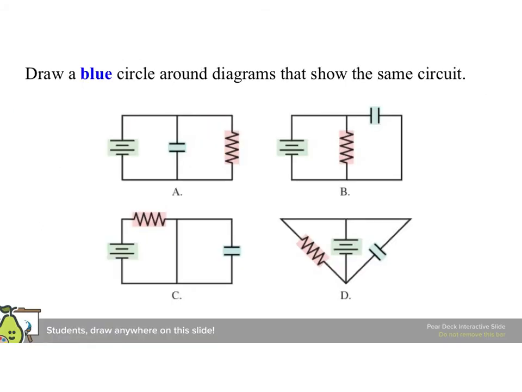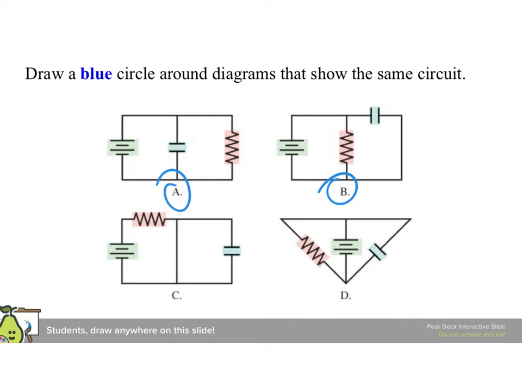So let's take this apart. Draw a blue circle around the diagrams that show the same circuit. Let's see if anybody has the same as A. A is a battery in parallel between a capacitor and a resistor. So anything coming out of the battery can go either through the capacitor or through the resistor. So if we look at B, we come out and we can go through the resistor, or we can go through the capacitor. So this one is the same as that one.